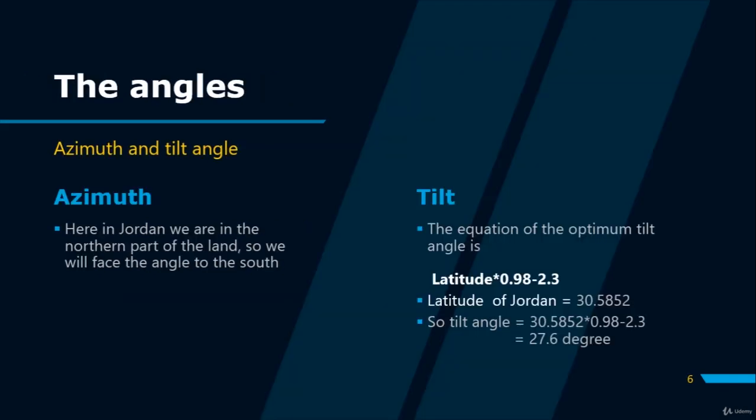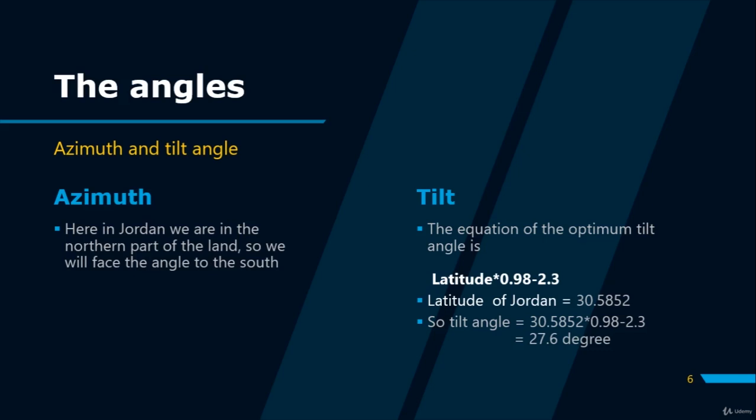Okay, the angles. Azimuth angle, as I said, here in Jordan we are in the northern part of the land, so we will face the angle to the south, and if we were in the southern part of the land, we would face the angle to the north. So it's easy. The tilt angle.